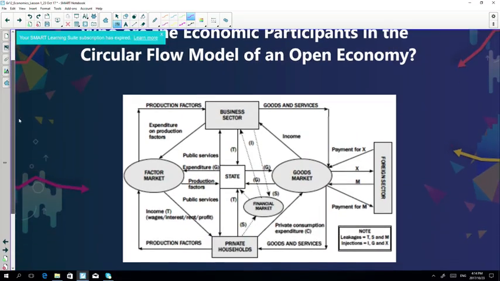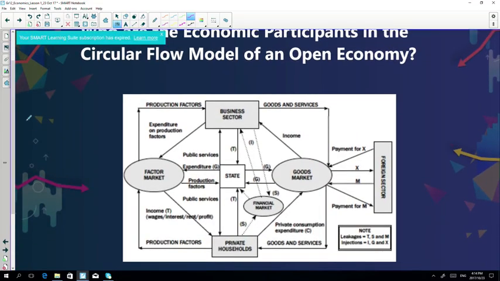All right, so we're going to move on, grade 12s. Things are warming up quite nicely. So let's have a look at this diagram that represents the circular flow of an open economy. So we're looking at the different participants. We've got the business sector over here. We also have the factor market over here. We've got the private households over here. And then we've got the goods market over here. And then we'll come back to the financial market over here.